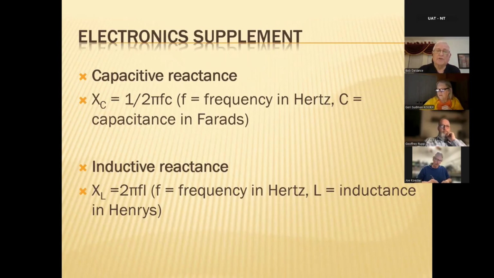Capacitive reactance for a capacitor is determined by 1 divided over 2 pi frequency capacitance. So 1 divided by 2 times pi times the frequency in hertz times the capacitance in farads. And so you have to watch those terms and make sure that the frequency is in hertz and the capacitance is in farads or portions thereof, i.e. microfarads, whatever. Likewise, inductive reactance, X sub L, is equal to 2 pi times frequency times the inductance in henries of the inductor itself.